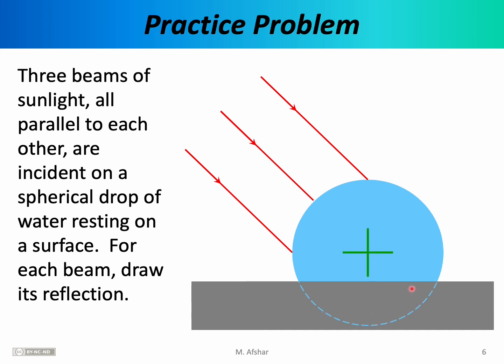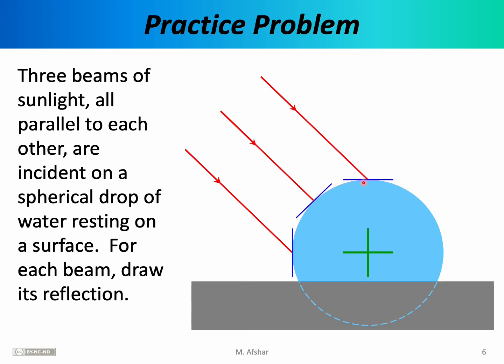Since the droplet is spherical, we'll represent it by a circle, and we'll assume that the center is over here. According to the law of reflection, the angle of reflection must equal the angle of incidence. But to know the angle of incidence, we need to have a normal line, and to have the normal line, we need to first define the surface from which each ray is reflecting. We define that surface as the tangent line to the circle.